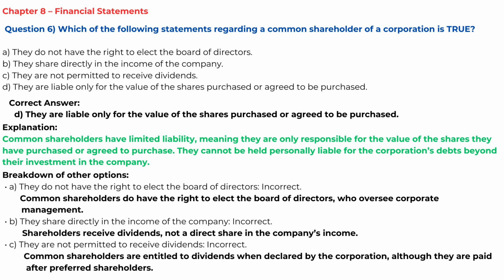They share directly in the income of the company. Incorrect. Shareholders receive dividends, not a direct share in the company's income. They are not permitted to receive dividends. Incorrect. Common shareholders are entitled to dividends when declared by the corporation, although they are paid after preferred shareholders.